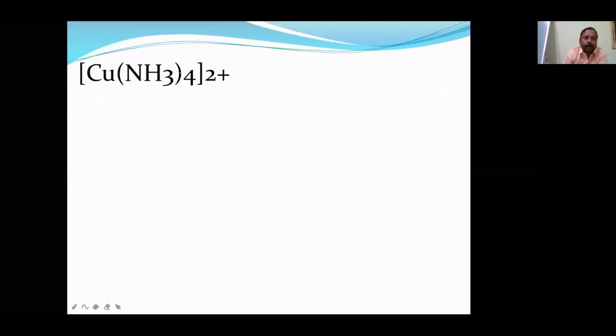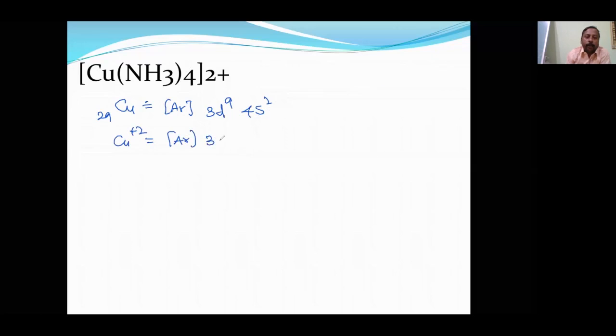Here, if you write the normal electronic configuration, copper, it will be [Cu(NH3)4]2+. Copper atomic number is 29, so I should write argon, then 4s2 and 3d9. Here copper is +2. So argon, then the 4s2 electrons will be removed, then 3d9 and 4s will be 0.